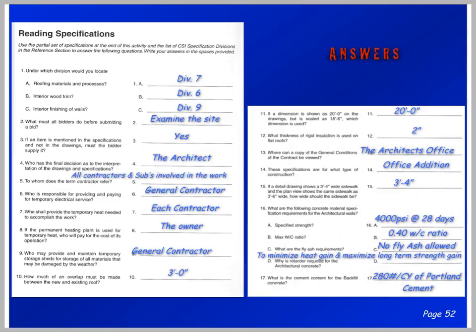Okay, let's go through the answers. Under which division would you locate roofing materials and processes? Division 7. Interior wood trim? Division 6. Interior finishing of walls? Division 9.